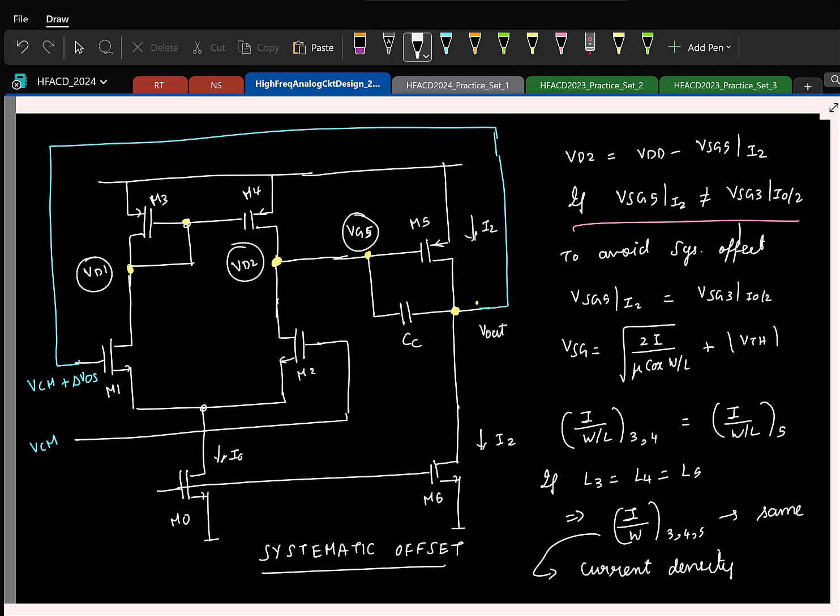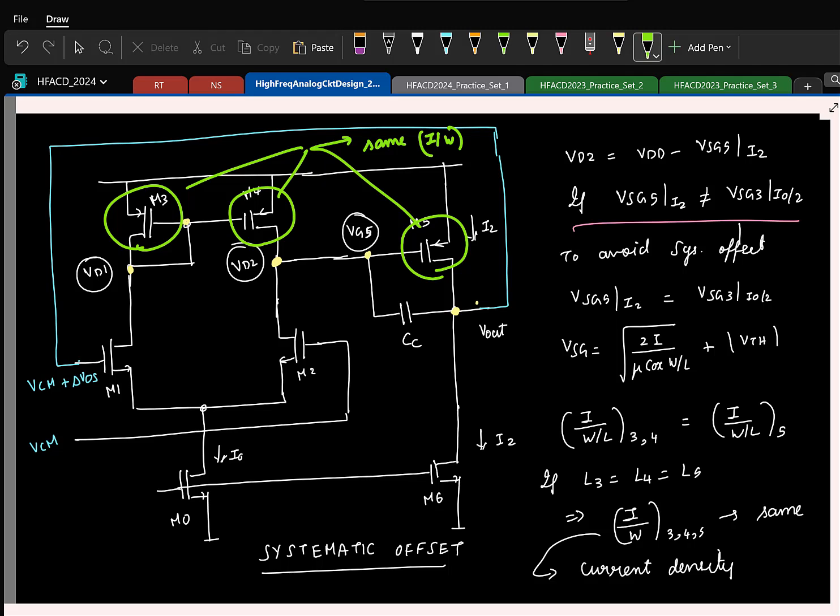Earlier the source to gate voltages were different because we were assuming different currents with the same W by L ratio. So we have to correct. We didn't assume anything, so it could happen that the source to gate voltages are not the same. If that has to be the same, you have to maintain this condition. That is, for the same current, you make sure the same current density is there. Is that clear? So bottom line, if you want to prevent systematic offset, you make sure that these three guys have the same current density. I will say I by W, assuming the lengths are the same.